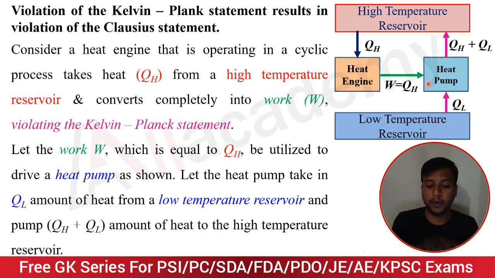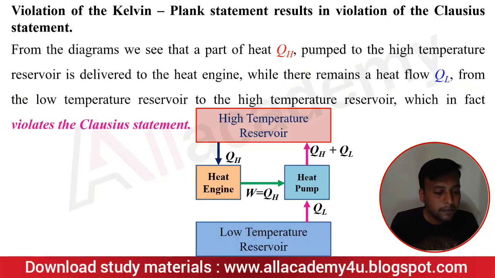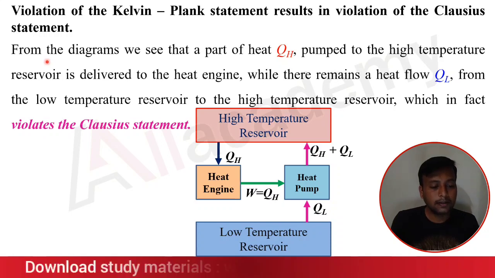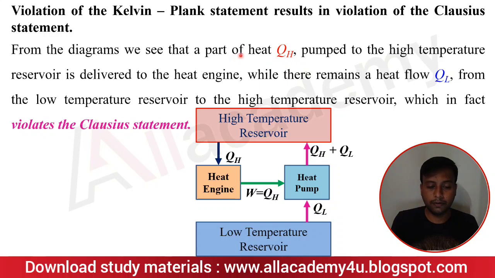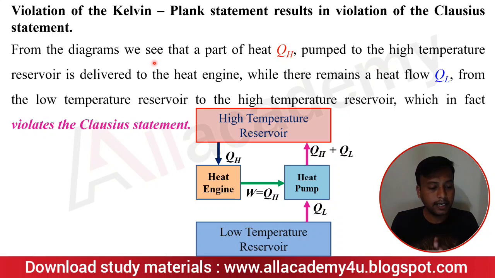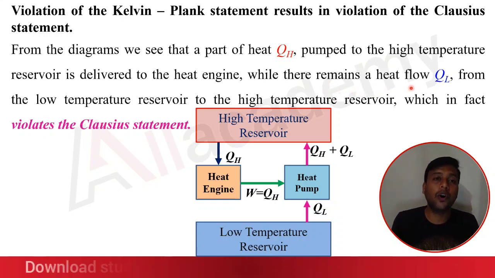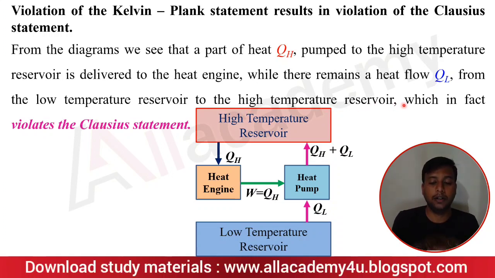Here I can say that QH is the work done, QL is the heat taken, and that is supplied to the heat reservoir. From the diagram we can say that the QH part of the heat is equal to the work pumped to the higher temperature reservoir and delivered to the heat engine, while there remains a heat flow of QL from the lower temperature reservoir to the higher temperature reservoir, which in fact violates the Clausius statement.